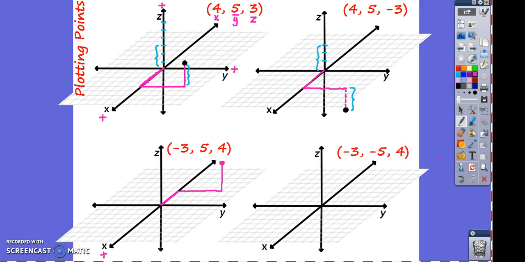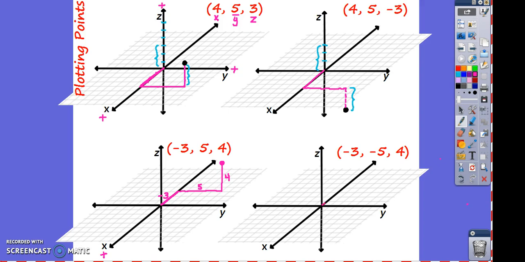Maybe another way, if you wanted to, you could label each distance. That's 3. This is 5, and then that's up 4. Maybe you even want to put the negative 3, so you can just say that you were going backwards. I think that's a pretty good job of showing where that point is hanging in space.